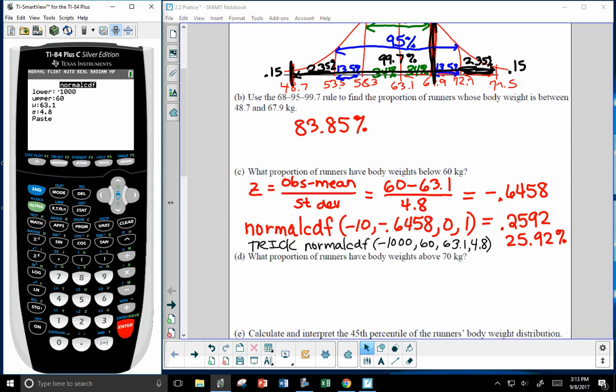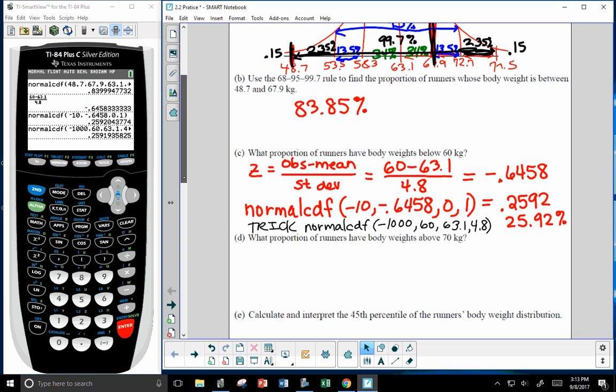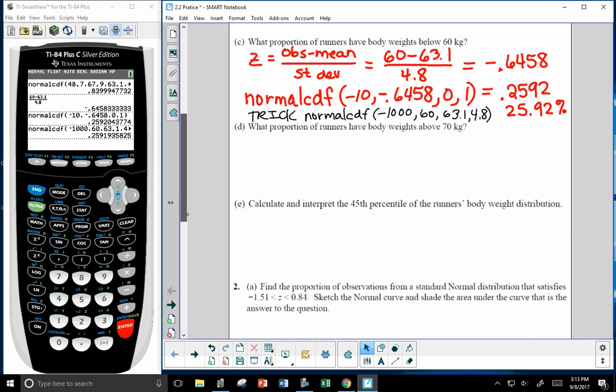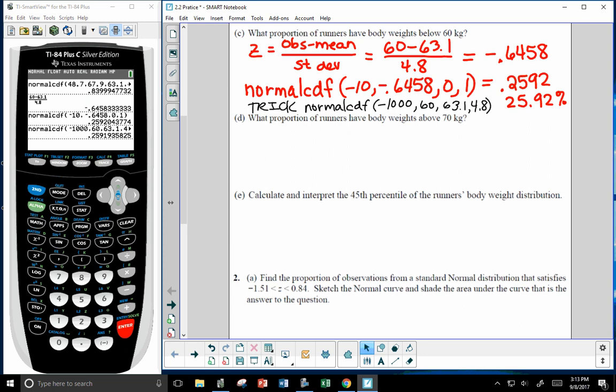So we want to know what proportion now is above 70. So doing the z-score way, because I don't want us to forget how to do that, I'm going to say z is equal to observation minus mean over standard deviation, but now our observation is 70. So we're going to go 70 minus our mean of 63.1, and then our standard deviation is 4.8. And we should come up with a positive z-score this time because we are above the mean.